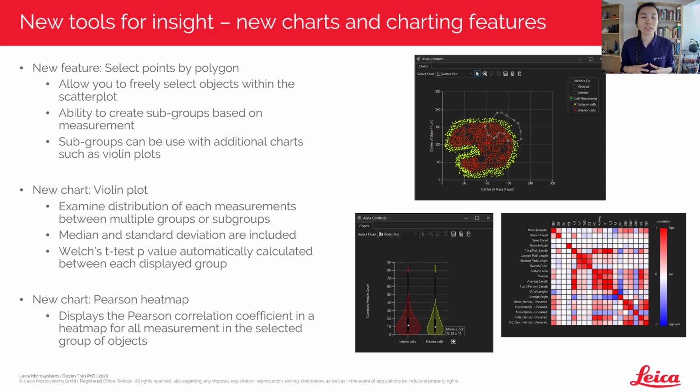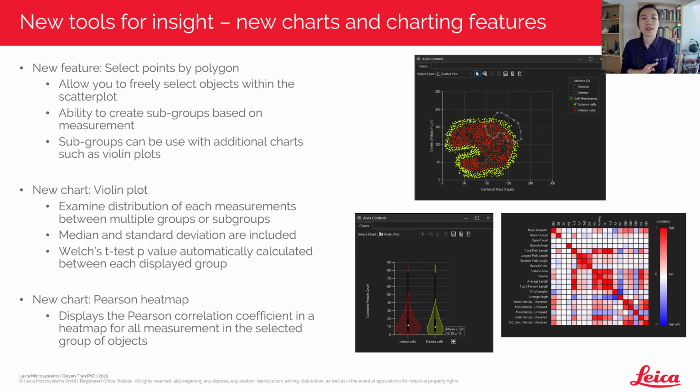So you can examine the distribution of a particular measurement across different groups or subgroups. In my example here, I've taken those two subgroups I created above, the exterior and interior cells, and looked at the distribution of the number of contained vesicles in each cell. Additionally, this new plot automatically calculates the mean and standard deviation for each group and also performs a Welch's t-test between each group. These values can be seen when you hover over the chart here.